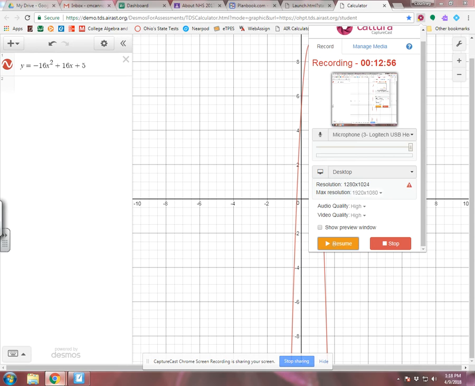So part C, I need the domain. And then for the range, if that's a min, the y's will have to be greater than or equal to. Now make sure that your arrow points the right way because you guys get greater than and less than mixed up a lot.